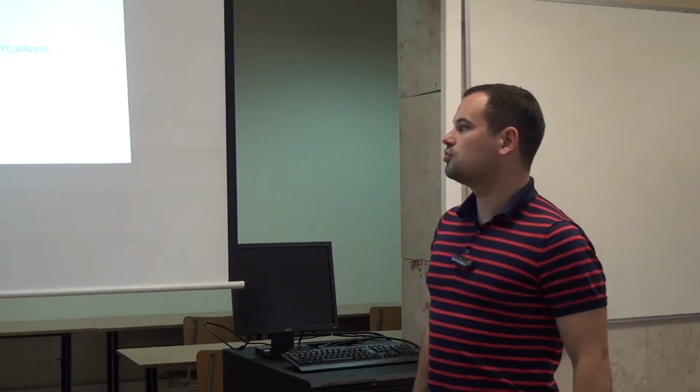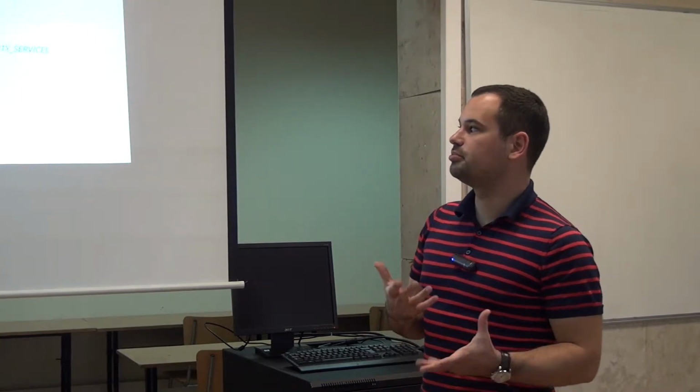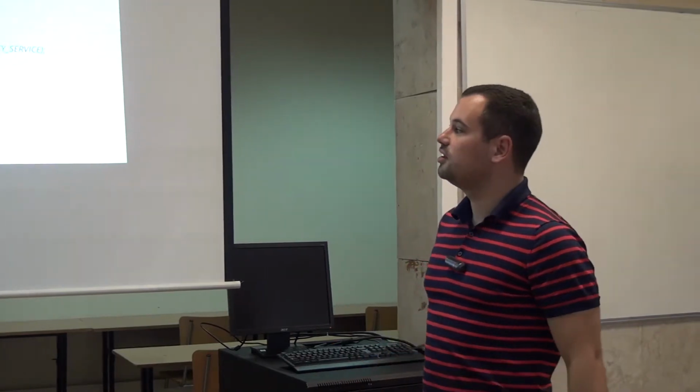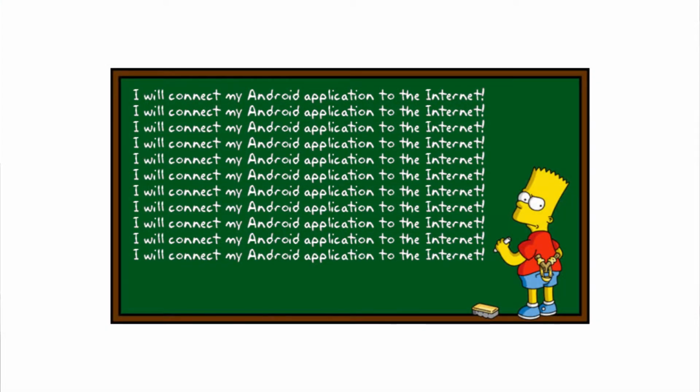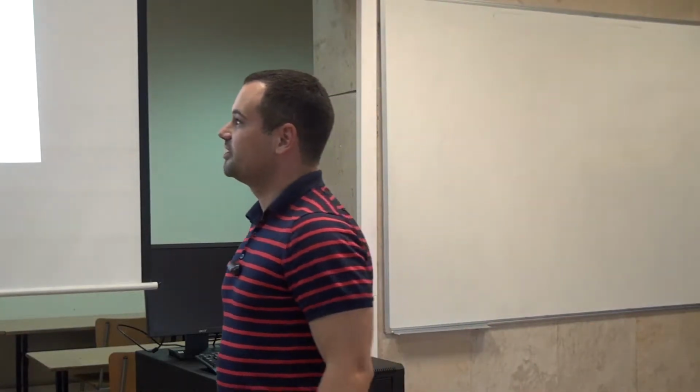Because you can also say that you don't support GPRS connection because it's very slow, and you can also say we are not on GPRS, something like this. So let's get started. Here we say I'll connect my Android application to the internet, like Bart Simpson. Hopefully you'll do it. Otherwise you have to write it at least 100 times.